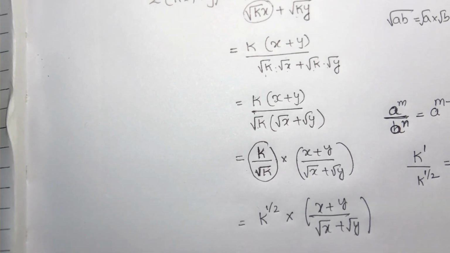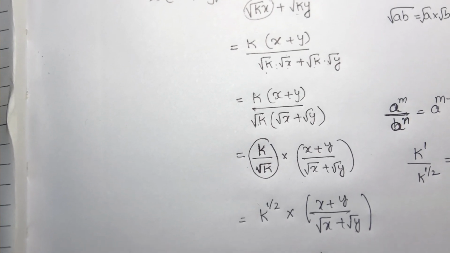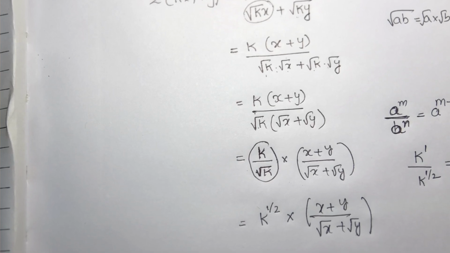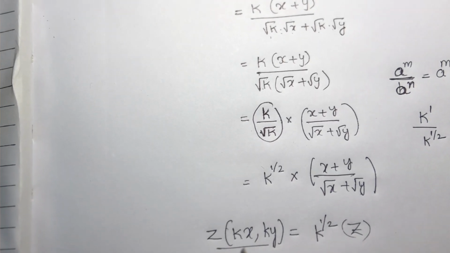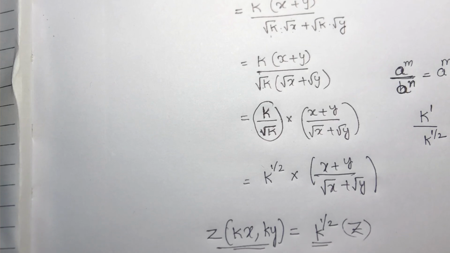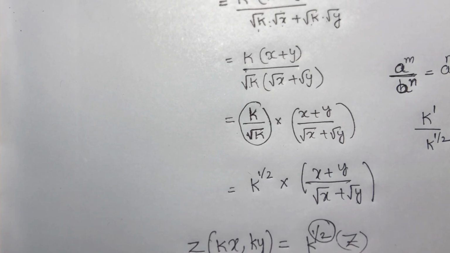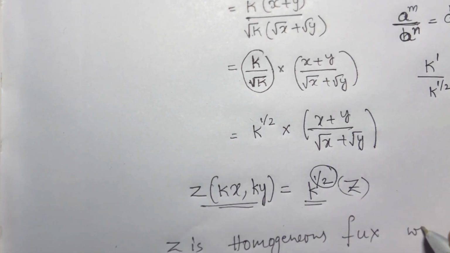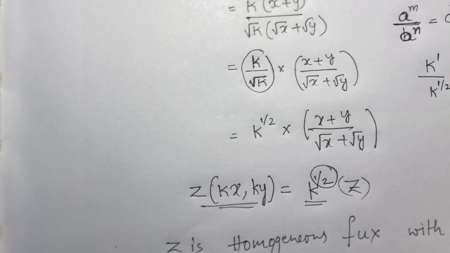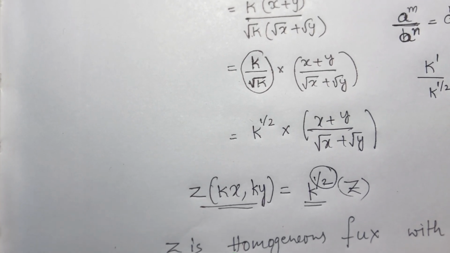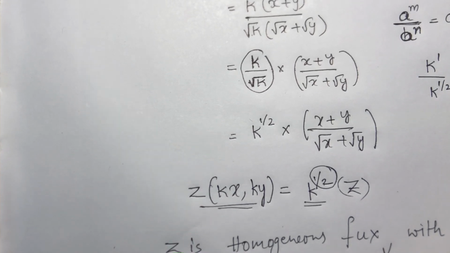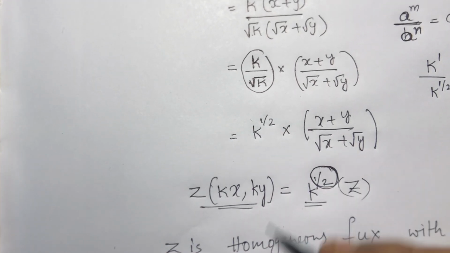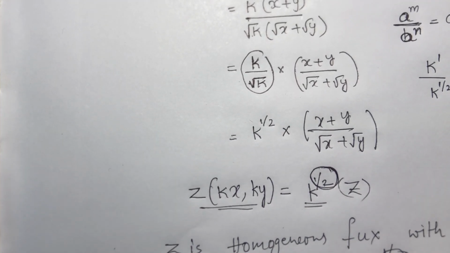This is our z. So z is a homogeneous function. If you observe, z is a homogeneous function of degree 1 by 2. Here the power is k to the power of 1 by 2, so that becomes my degree, n equal to 1 by 2.